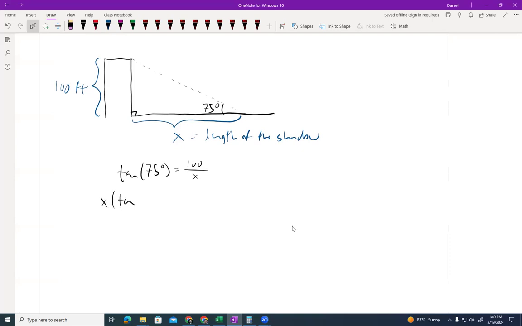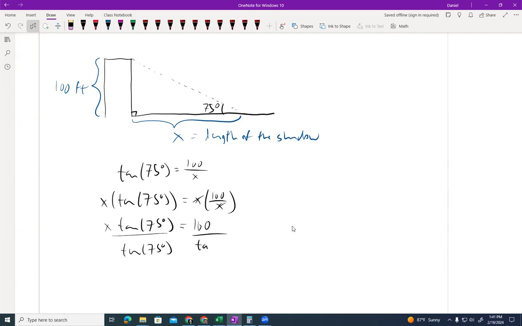So I'll do x times tangent of 75 degrees is equal to x times 100 over x, right? And then now my x's will cancel, right? And over here, I just have x times tangent of 75 degrees, which doesn't look fun, but that's okay. Don't worry about it. We just need to isolate x. So we need to divide by tangent of 75 degrees on both sides, right? So divide by tangent of 75 degrees. Make sure my handwriting doesn't get too awful here. And then now let's see what we get.